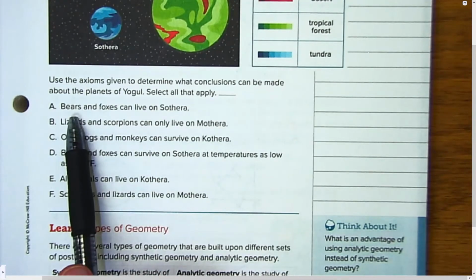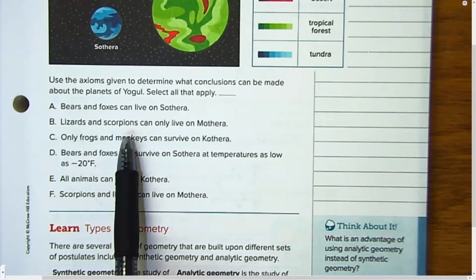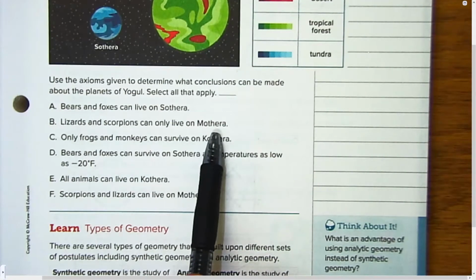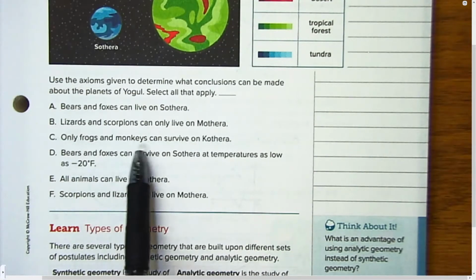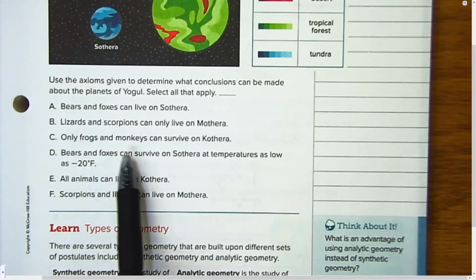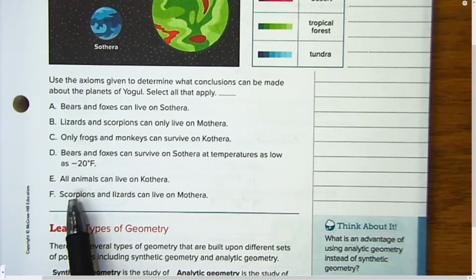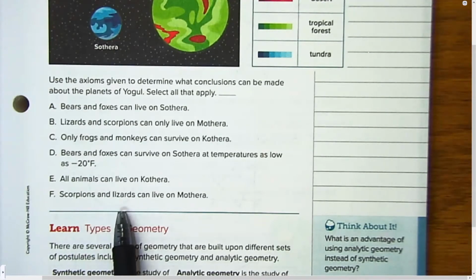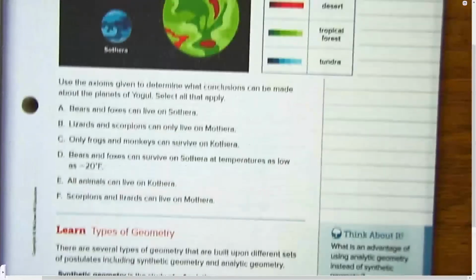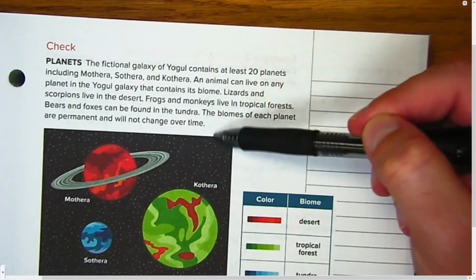Blank. Bears and foxes can live on Suthura. Lizards and scorpions can only live on Madhura. Only frogs and monkeys can survive on Kuthura. Bears and foxes can survive on Suthura at temperatures as low as negative 20 degrees Fahrenheit. All animals can live on Kuthura. Scorpions and lizards can live on Madhura. To answer these, we would need to go back to the axioms and definitions given in the initial problem.